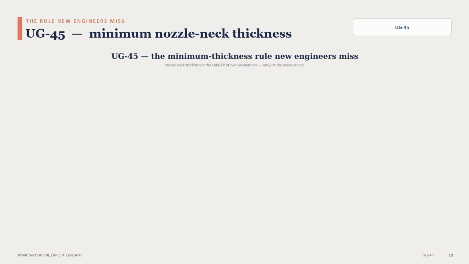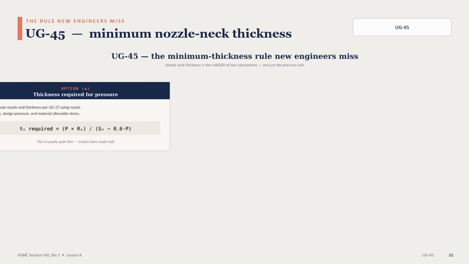Now, here is a rule that every new engineer misses more than any other in this section. UG-45, minimum nozzle neck thickness. Here is the setup. You have done the UG-37 area calculation. You know what nozzle wall thickness you need for the reinforcement math to work. But there is a second check. UG-45 says the nozzle neck also has to be thick enough for a minimum standard, independent of the pressure calculation.